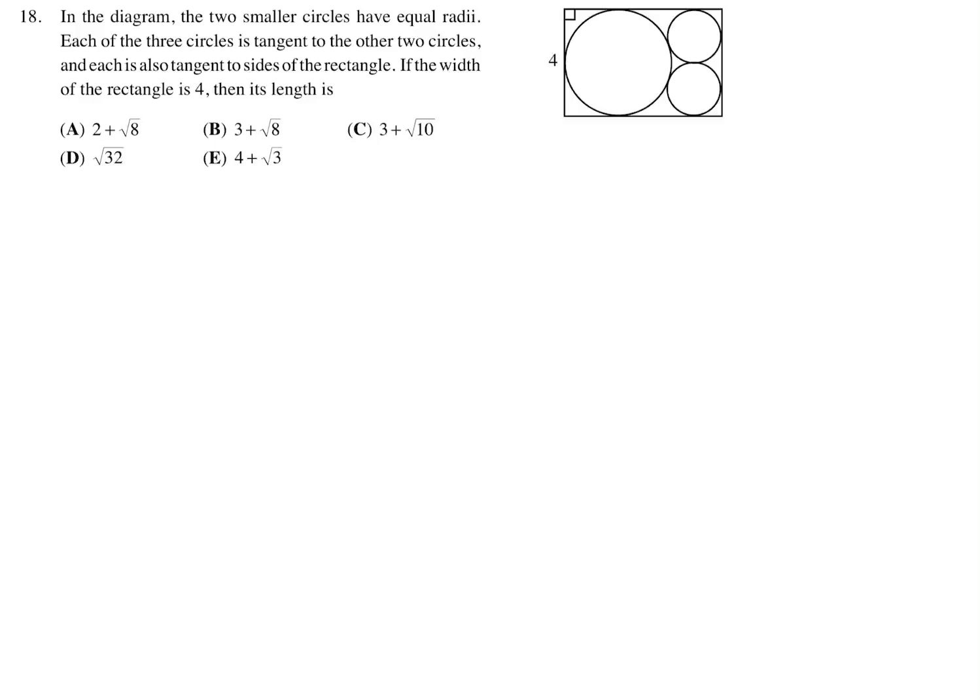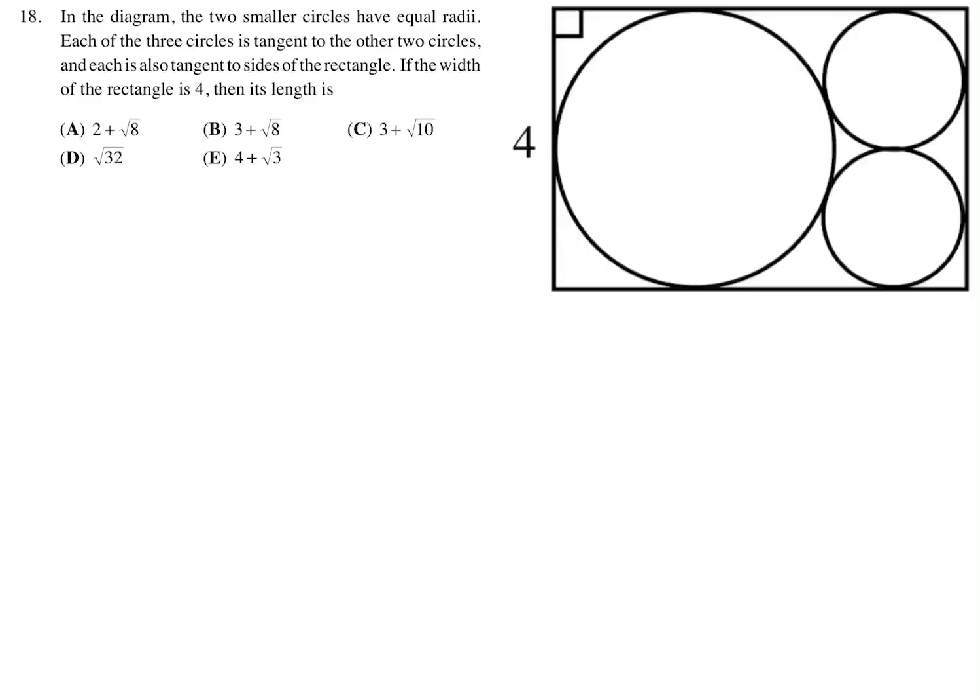In the diagram, the two smaller circles have equal radii. Each of these three circles is tangent to the other two circles, and each is also tangent to the sides of the rectangle. If the width of the rectangle is 4, then its length is.